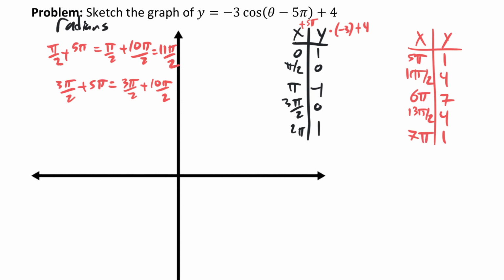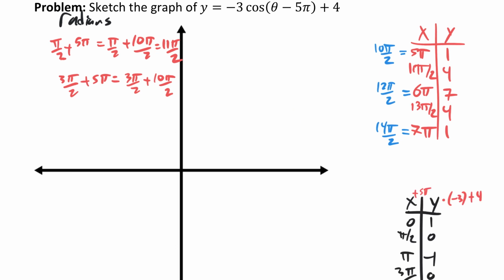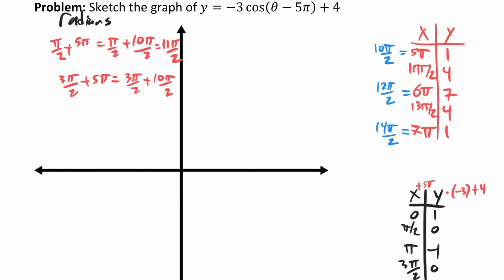Now, these are tricky to graph, and I would almost recommend we write these as a fraction. 5 pi is the same as 10 pi over 2. 6 pi is 12 pi over 2. And 7 pi is 14 pi over 2. Might be nice to put them all as pi over 2s because that's just going to help us with our sketch. Additionally, I think my initial table is going to get in the way, so I'm just going to go ahead and move this. All right, get that out of the way here.